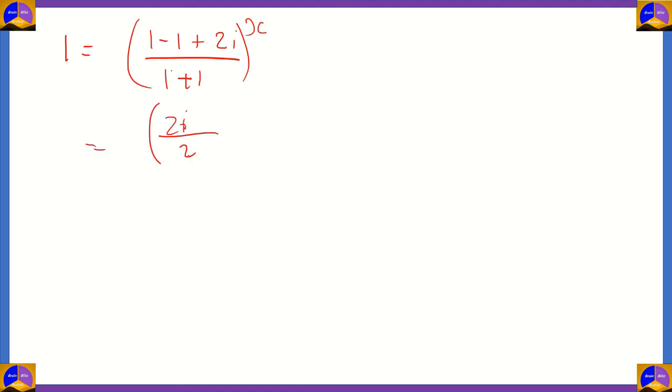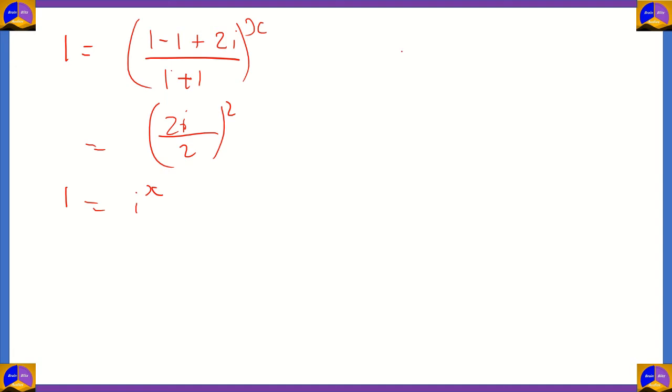So (1 plus i) the whole square can be written as 1 squared, that is 1, plus i squared, that is minus 1, and then plus 2 times 1 times i, so that's 2i. Divided by the denominator, which will be 1 squared, that is 1, minus i squared, so that is minus of minus 1, so that's plus 1, the whole raised to x. So basically it's 2i divided by 2, the whole raised to x, which means the value of 1 is i raised to x.